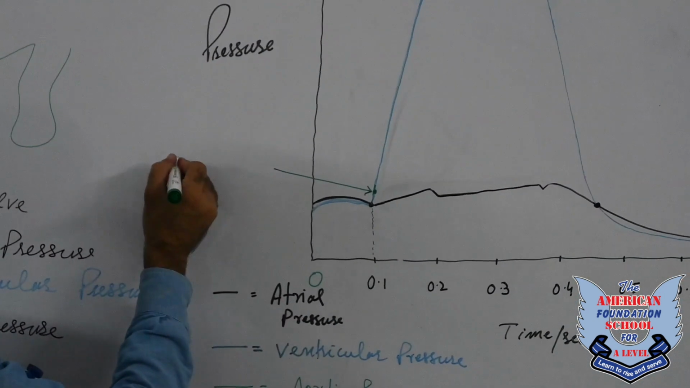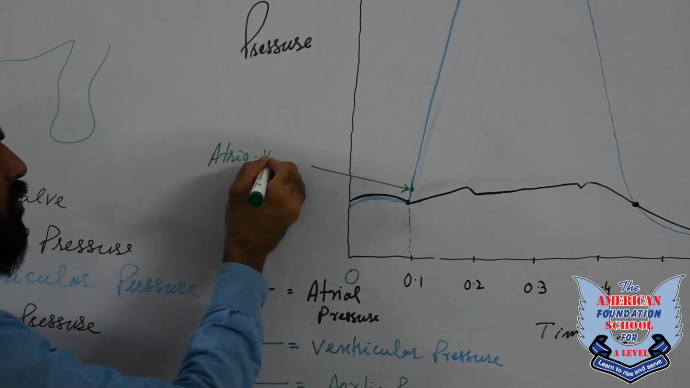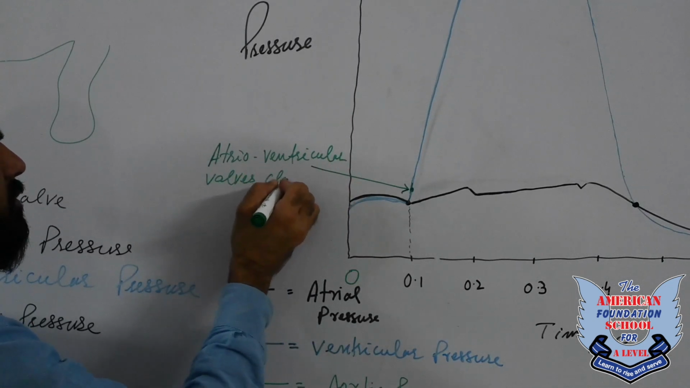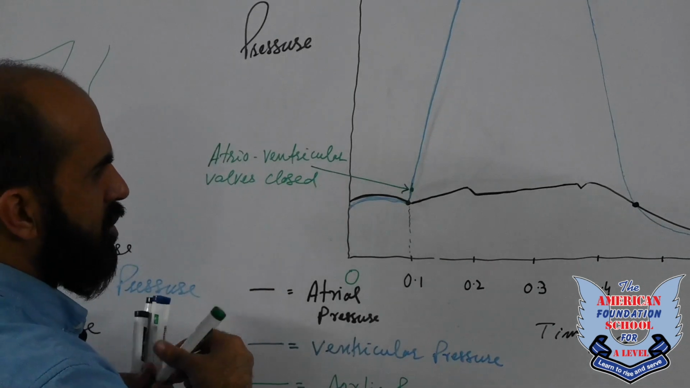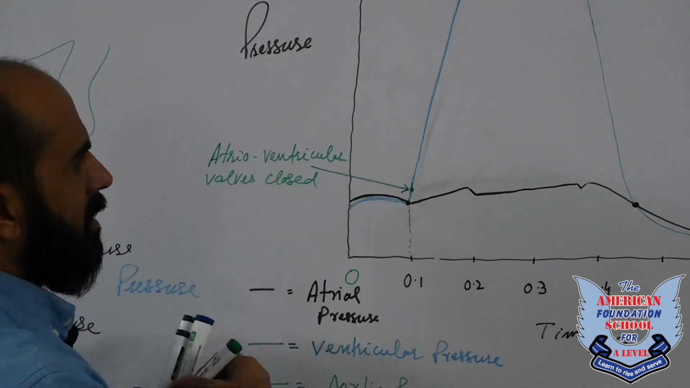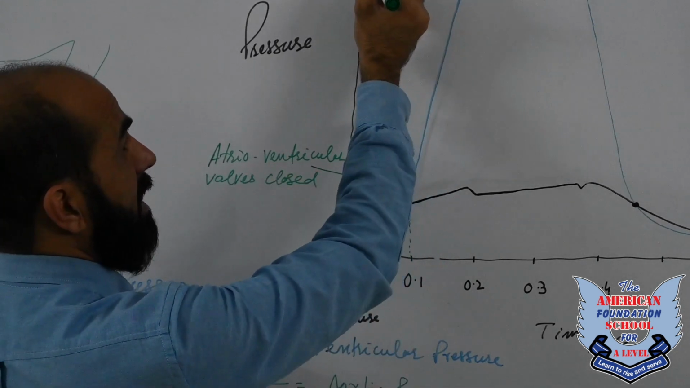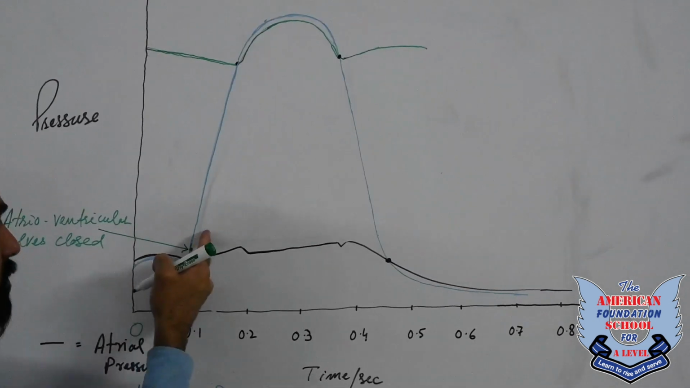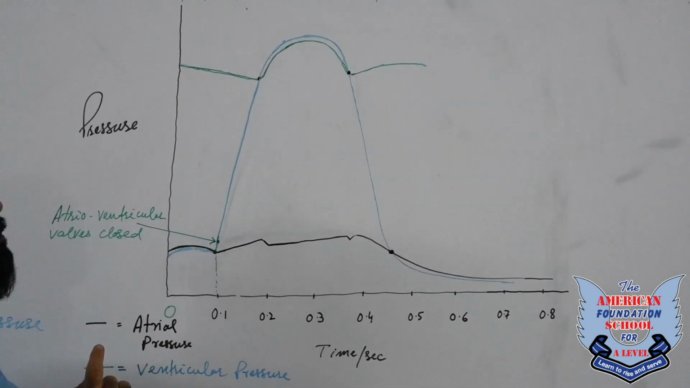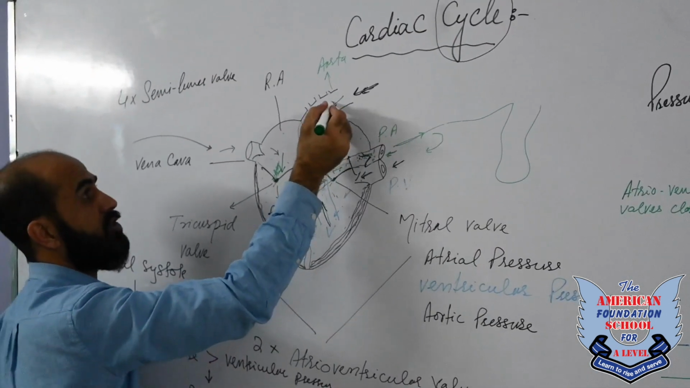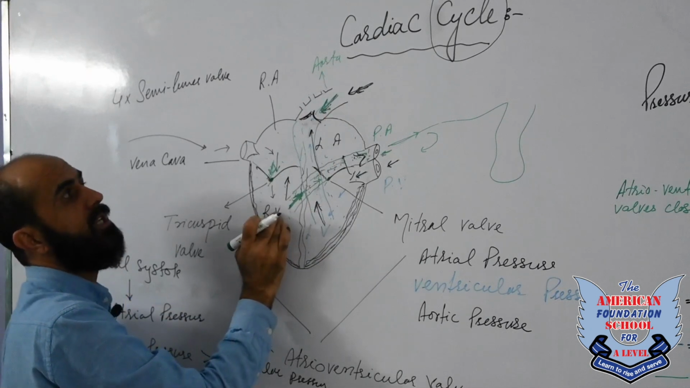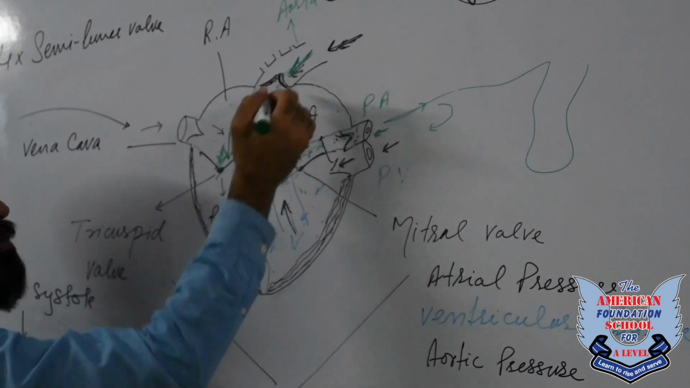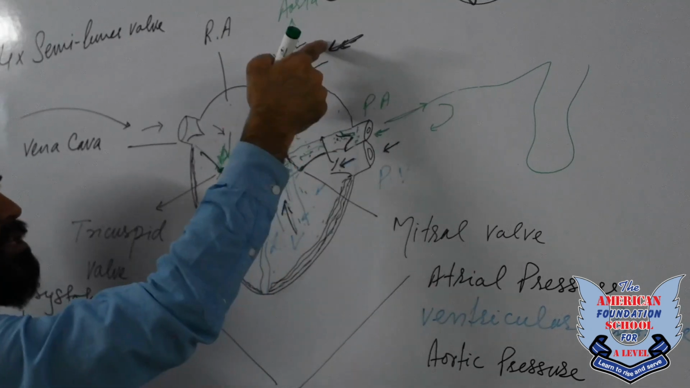That's why we say the atrioventricular valve closed. Why closed? Because the ventricular pressure is greater than the atrial pressure. However, look at this green line, which is aortic pressure. Although ventricular pressure is greater than the atrial pressure, it is lower than the aortic pressure. It means the backward pressure is very high compared to this pressure. So when the aortic pressure is high, this valve should remain closed. It cannot open; it is trying to open, but this pressure is lower than that one.